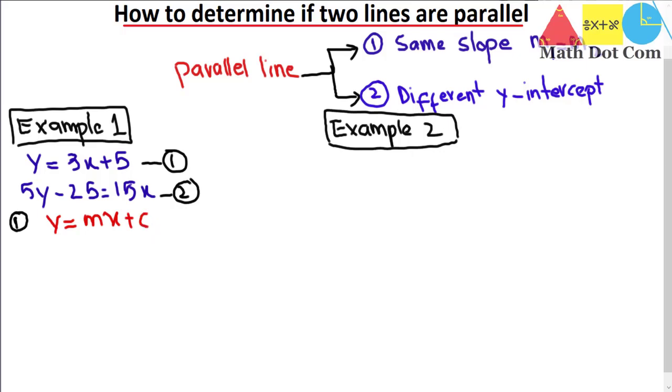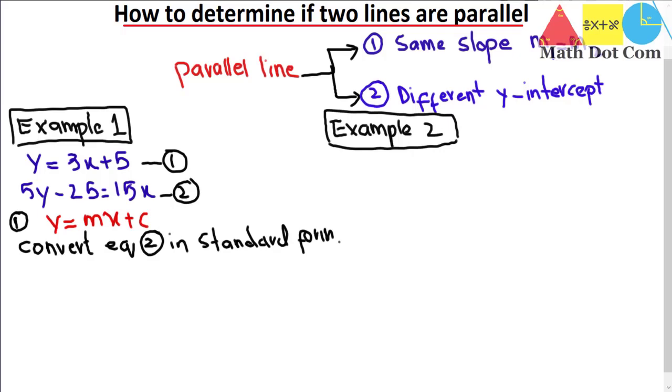So let's write equation number 1 and check whether it's in standard form or whether we have to convert it. It's clear here that equation number 1 is already in the standard form, so we need not convert it. We'll convert equation 2 into standard form, that is y equals mx plus c. So let's see how you can do that.